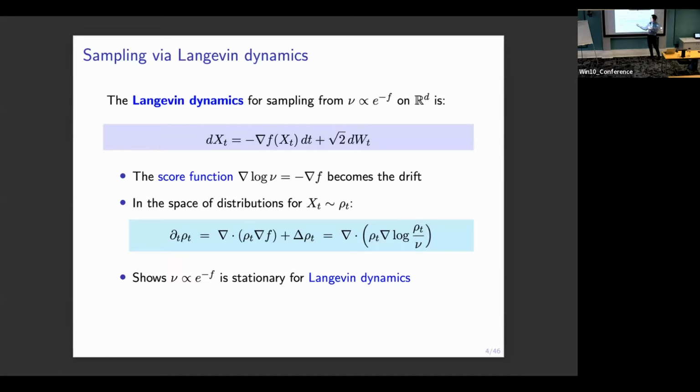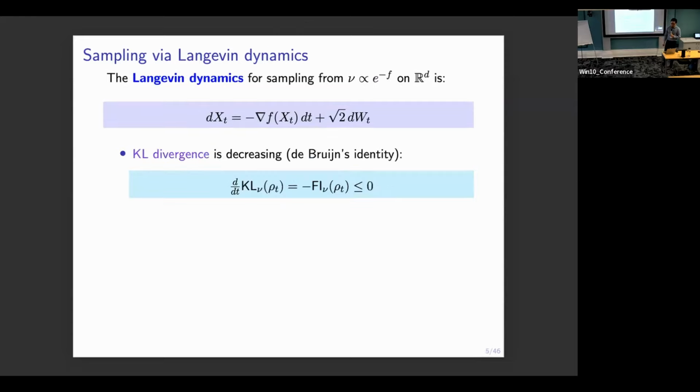But then, interestingly, this Fokker-Planck equation can be equivalently written in the following way. And we see that the gradient of the log relative density comes up explicitly here. And this shows why mu is stationary, and this is a good dynamics for sampling from the target. But in fact, more than that, this dynamics is nice because it's actually contracting. And so no matter where we start, we always get closer to the target.